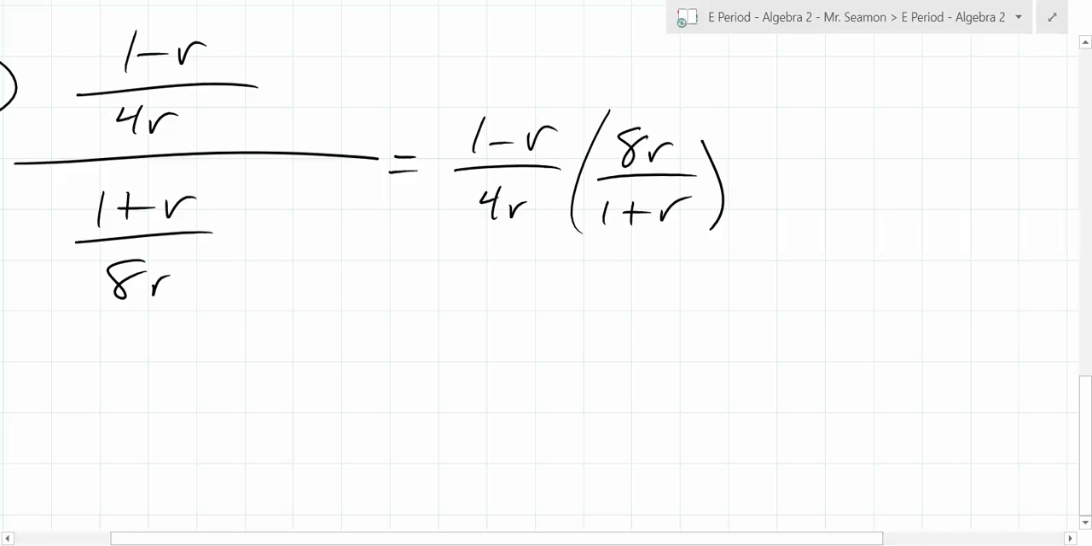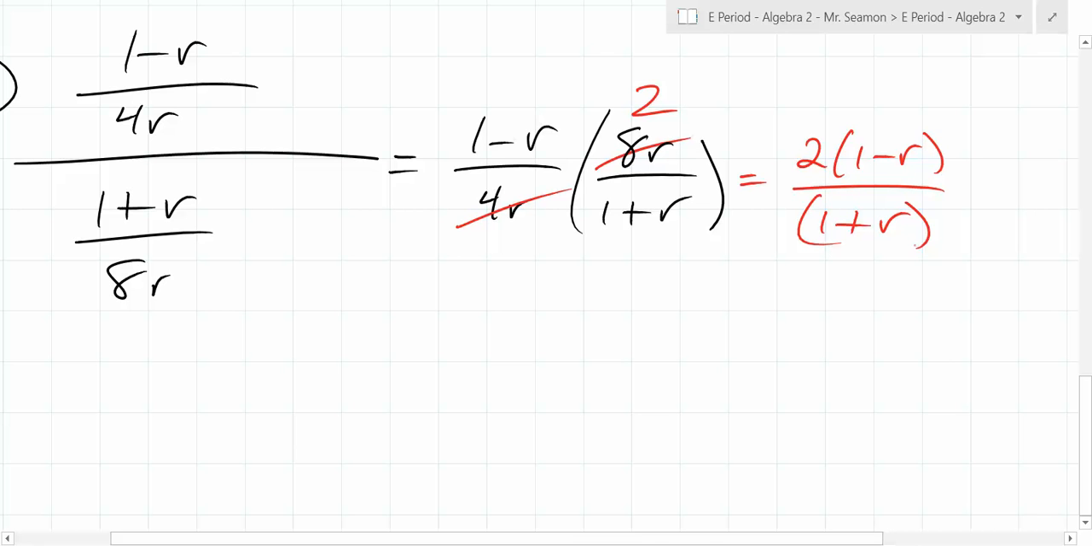Correct. So there's a couple things that cancel. What's one thing that cancels? 8r and the 4r. So what does it become? This goes away, and this becomes what on top? No, the r's cancel completely. So you end up with 2 times 1 minus r over 1 plus r.